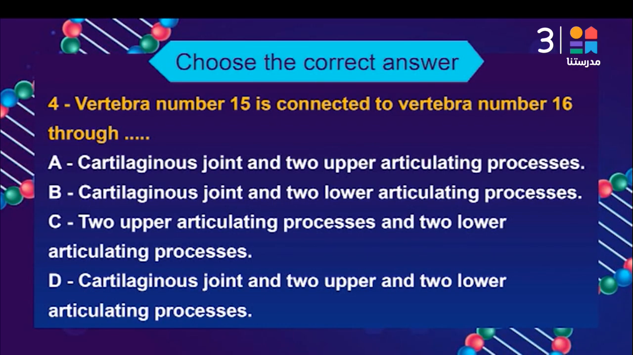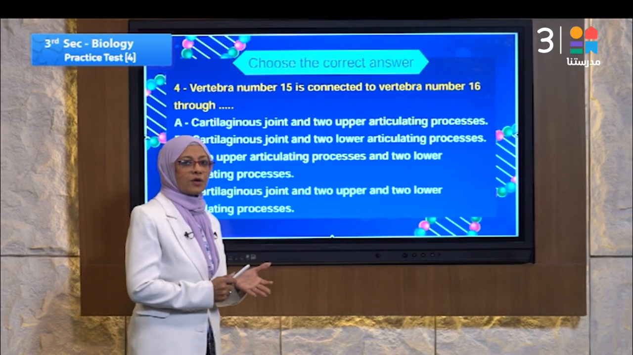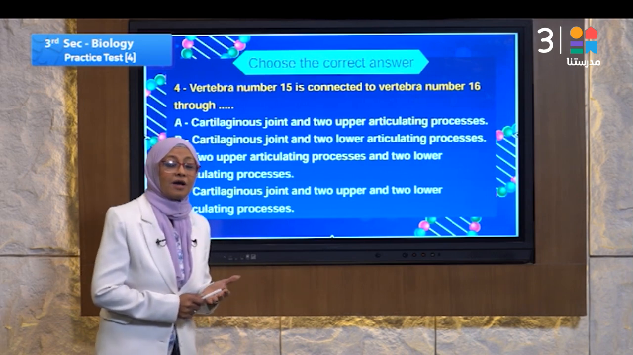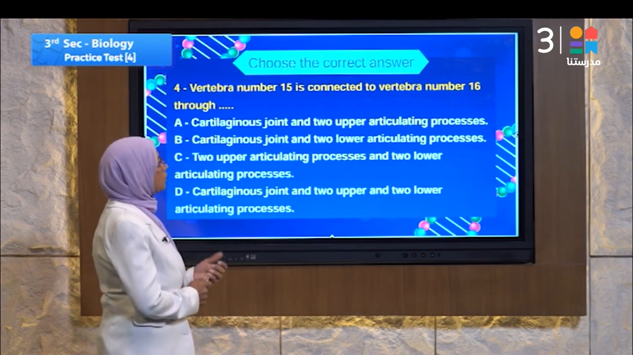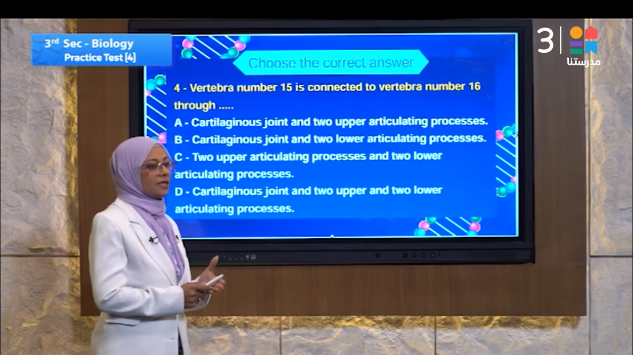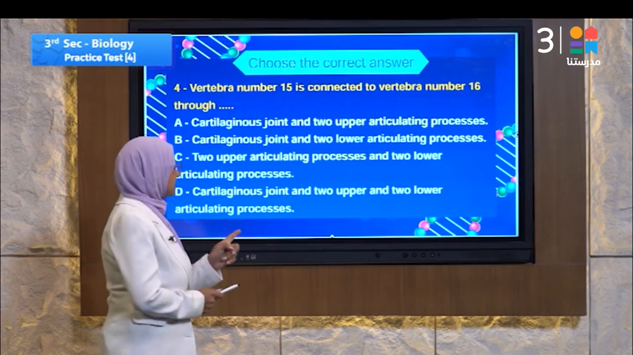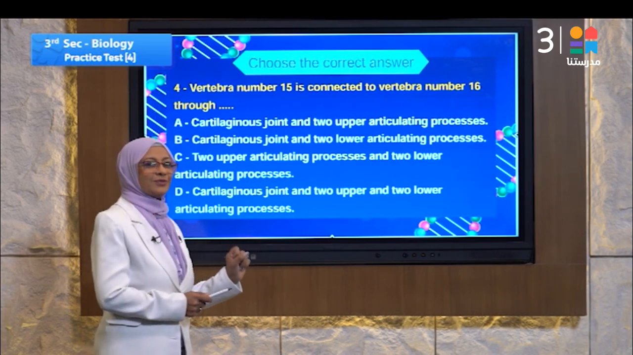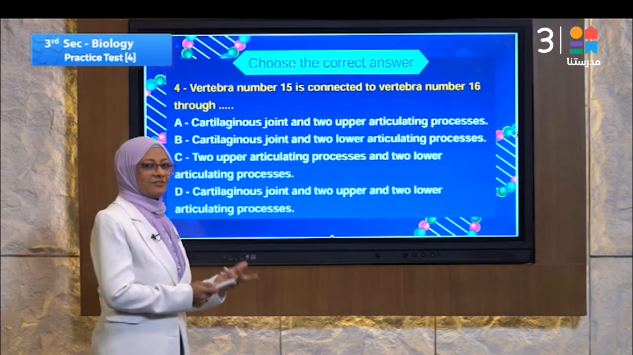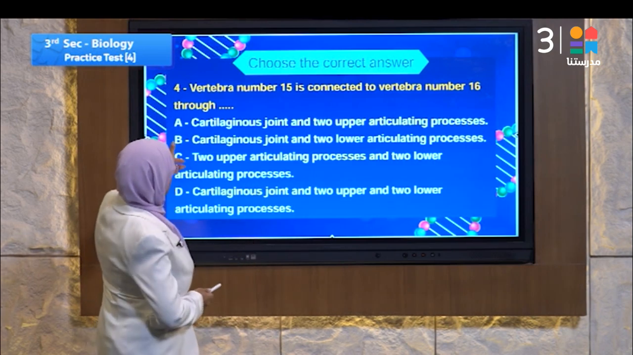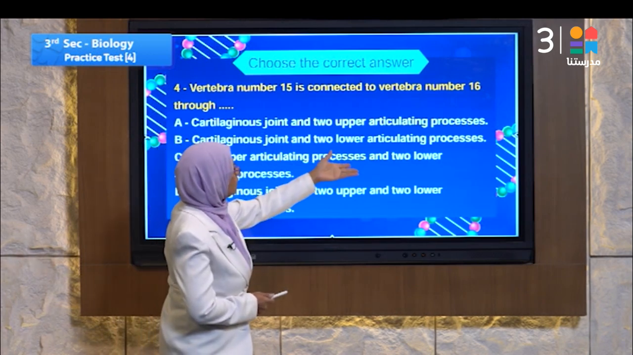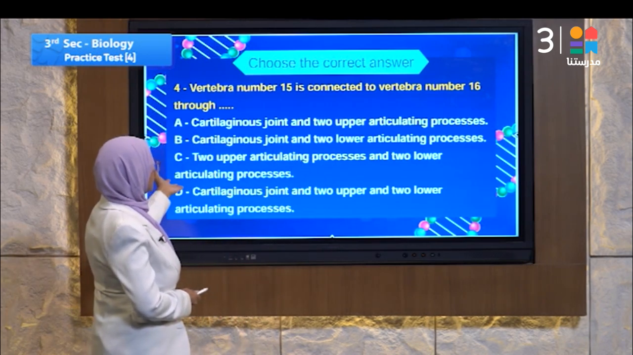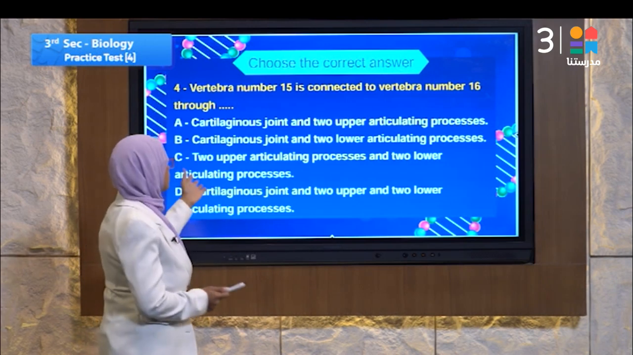Question number 4, vertebra number 15 is connected to vertebra number 16 through. There is a question about how the vertebrae are connected to each other. The vertebra must be connected by 4 joints. 2 of them are one type and 2 of them are another. Let's read the question first. The choices: number A, cartilaginous joints and 2 upper articulating processes. Is this enough? No, it's not enough.